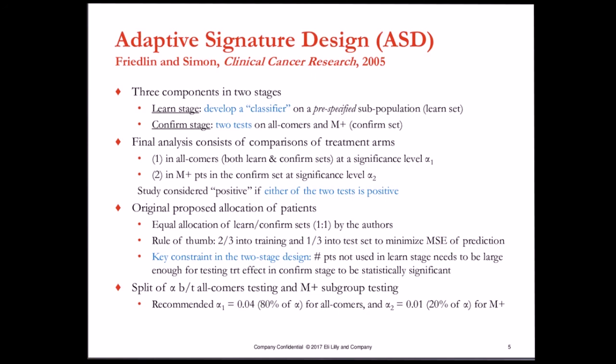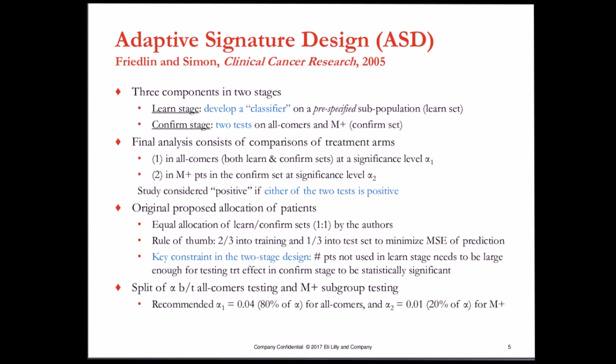On page 5, here are some more details on the two-stage ASD, which consists of 3 components. First, a pre-specified partition of the overall population, called the learned set, is used to develop a classifier based on which the patients who had superior treatment effect can be identified. We'll call them the marker-positive patients. So this is the learned stage. The remaining patients not in the learned set are included in the confirmed set.